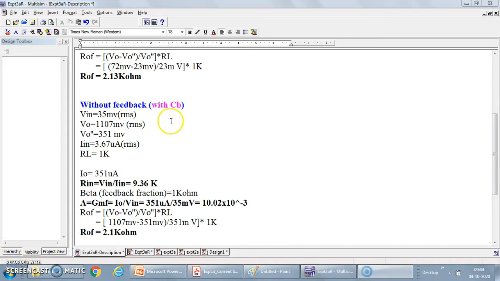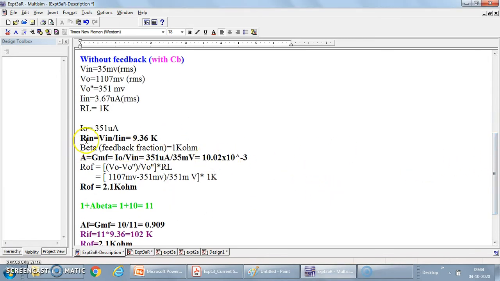So these readings with bypass capacitor mean without feedback again. Input voltage, output voltage V0 double dash with RL connected, and at the same time with RL connected, this was the output current I0. For all this, we are keeping the load resistance at 1 kilo ohm. Input current was obtained as 3.67 microamperes. We kept the obtained values in the formula, so input resistance without feedback comes to be equal to 9.36 kilo ohm.